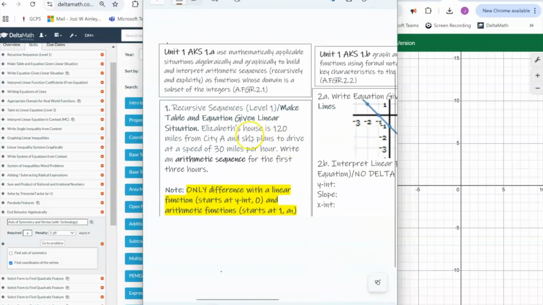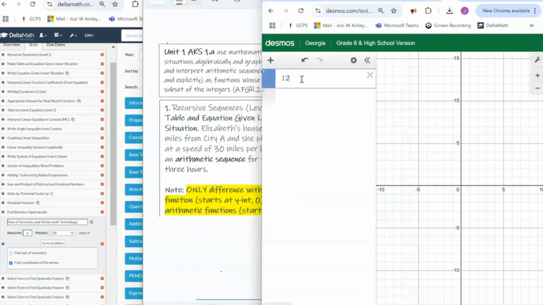Okay, so we have this situation. Elizabeth's house is 120 miles from City A. She plans to drive at a speed of 30 miles every hour. So per every hour. Write an arithmetic sequence for the first 3 hours. Okay, so writing a sequence is what's happening in the first 3 hours. Remember, the only difference with linear is it starts at 0, whereas arithmetic starts at 1. So if this was a linear situation, right, she would start at 120. That's at 0. She has not moved. Okay. And actually, we're going to do this as a table.